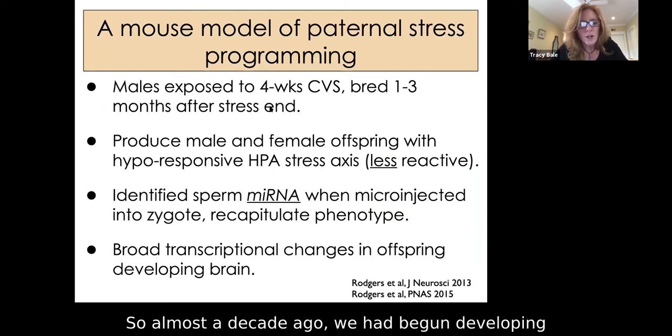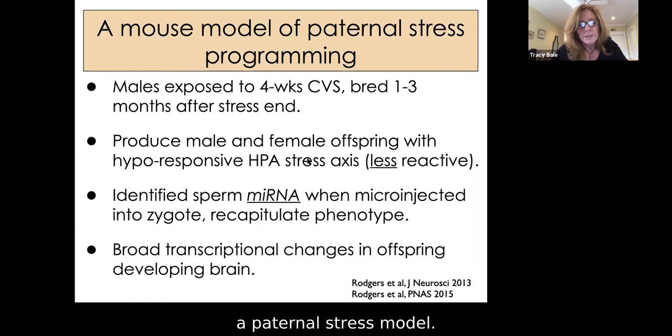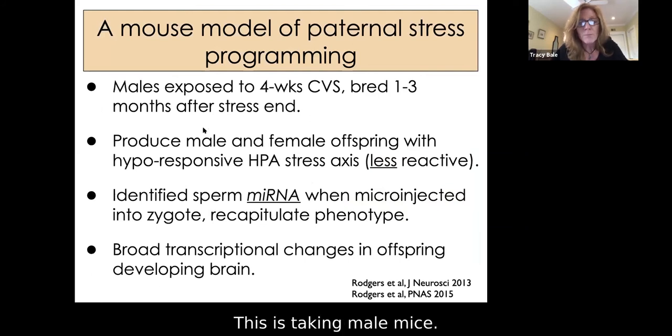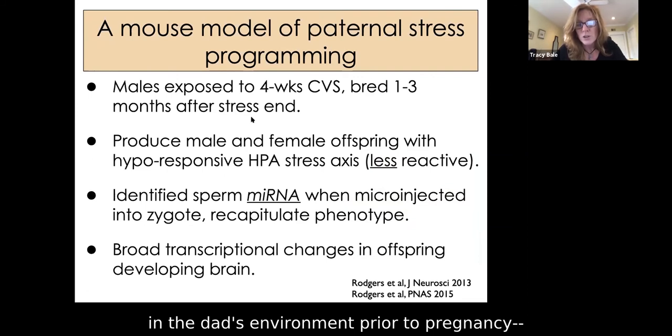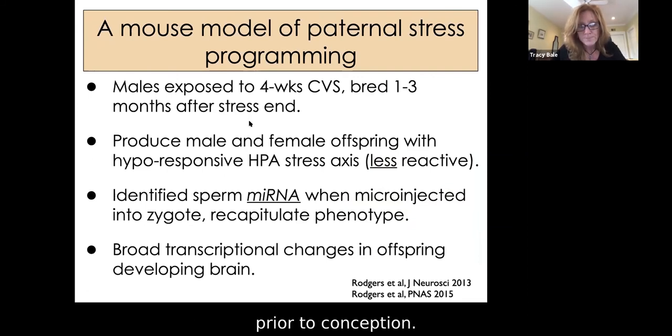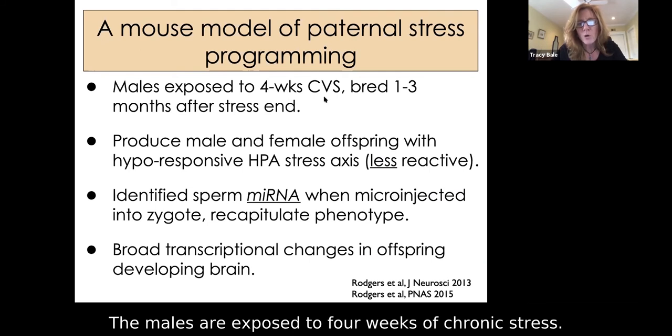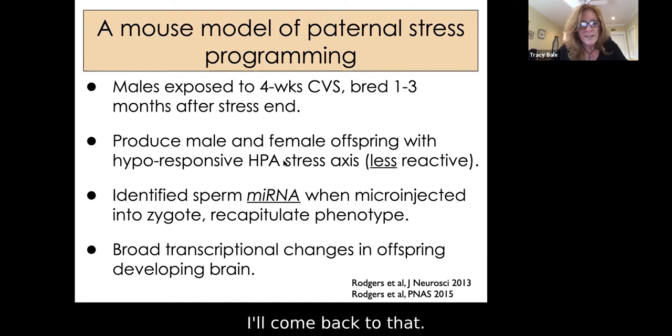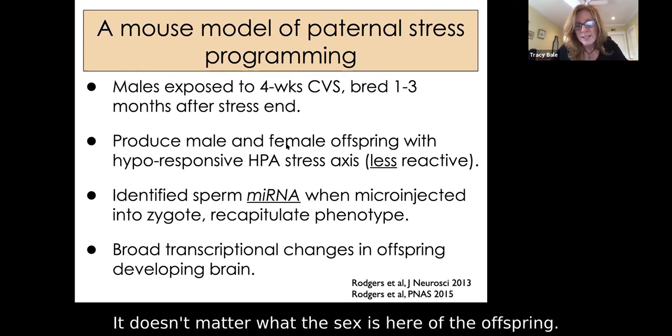So almost a decade ago, we had begun developing a paternal stress model. This is just a summary of what this model examines here. This is taking male mice. And wanting to be translatable, we began studying the effects of stress in the dad's environment prior to pregnancy, prior to conception. The males are exposed to 4 weeks of chronic stress. They are bred immediately after the end of stress or 3 months later, and I'll come back to that. They produce male and female offspring. Doesn't matter what the sex is here of the offspring.